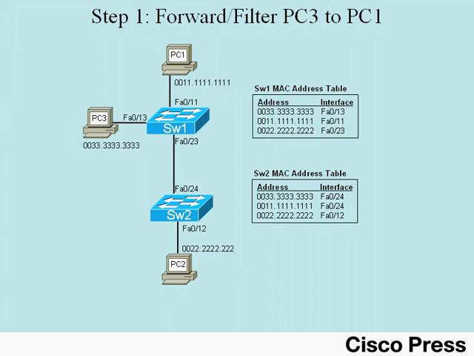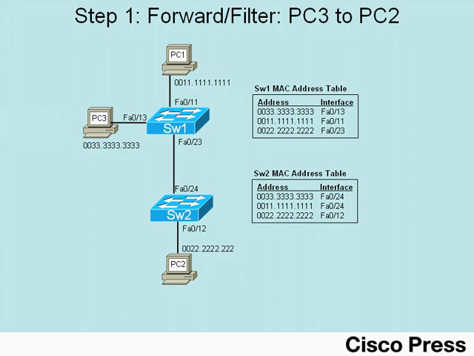Next, let's take a look at the forwarding and filtering decision made on the switches when PC3 sends a frame destined to PC1. As you see there, PC3 sends a frame of destination MAC address 0011.1111.1111. Now when switch 1 receives the frame, it looks at the destination MAC address and matches that against its MAC address table. Now you see the highlighted second entry in switch 1's MAC address table tells switch 1 to forward that frame out its interface FA0/11, so switch 1 forwards the frame out to PC1. So that's the forwarding decision. The filtering decision is switch 1's decision to not forward the frame out any other ports. For instance, in this case, switch 1 does not forward the frame down to switch 2. That'd be called the filtering decision.